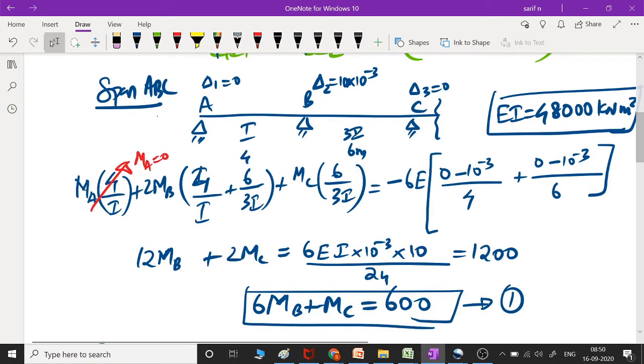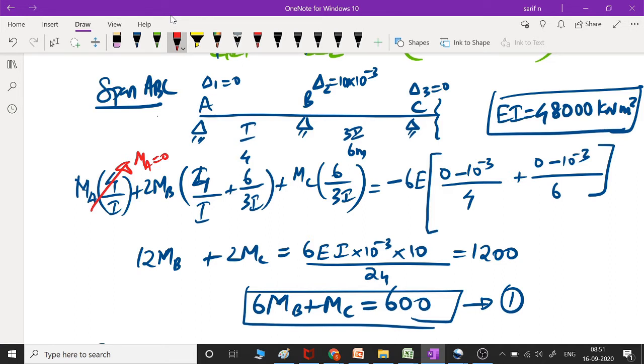So if we apply it for the span ABC, at the support A we have delta 1 equal to 0 because it is not having any settlement. Similarly at support B, delta 2 equals 10 raised to minus 3 meter. We have to represent the settlements in meters, and it is positive because it is in the downward direction.